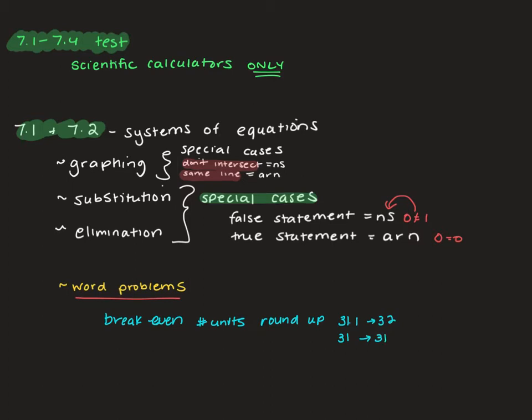But if it does need to be rounded, then we're going to round up because you're looking for the point in which you don't lose money. So you'd have to round that up. And then we had the equilibrium, where it looks for the number of units and the price per unit. So there were two parts to those answers.